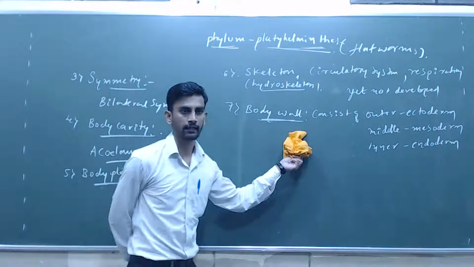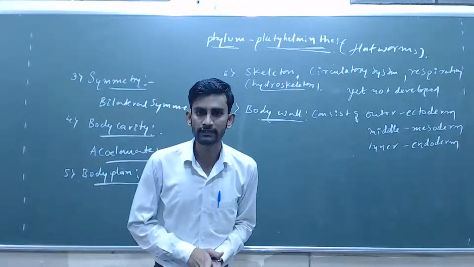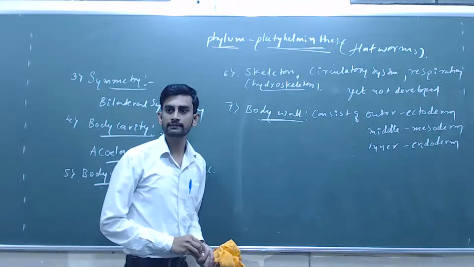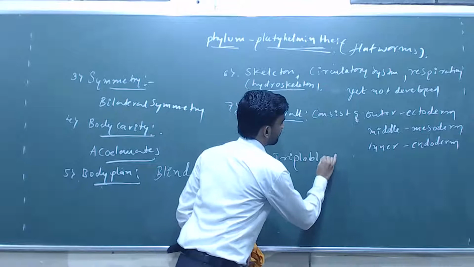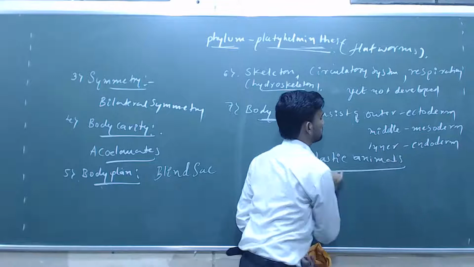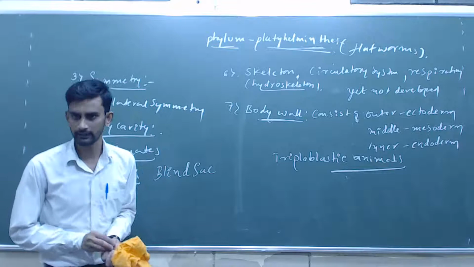Starting from the platyhelminthes onwards, three germ layers get formed. Such animals we call triploblastic. Triplos means how many? Three. Such animals we call triploblastic animals. Triploblastic nature also starts from platyhelminthes only. Right? Are you getting my point? These are very important and basic characteristic features.